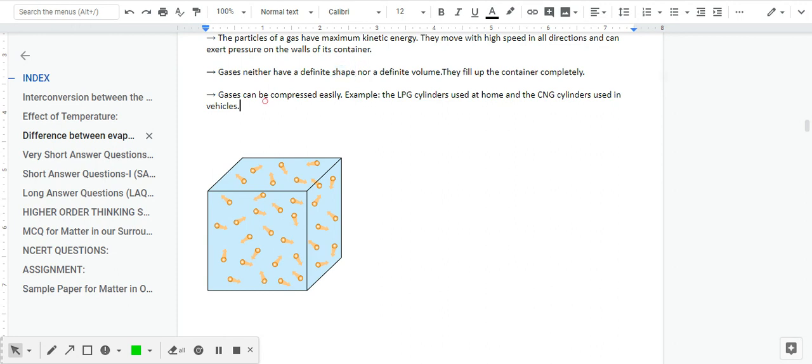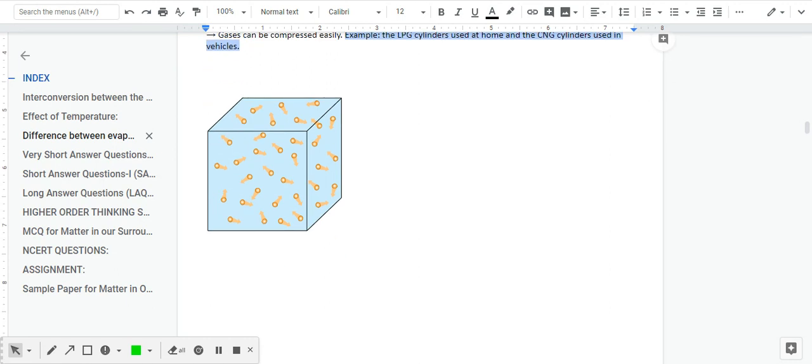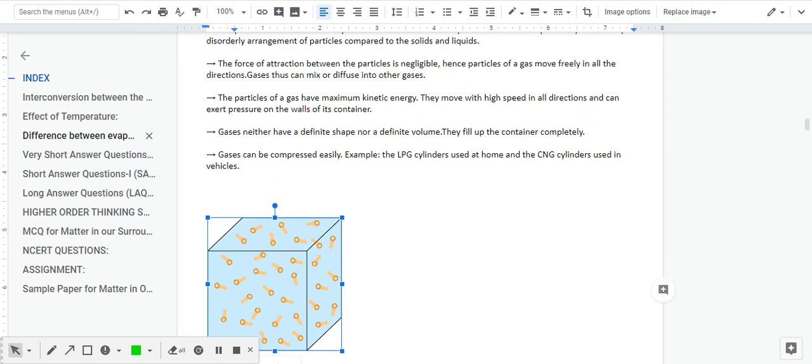So gases can be compressed easily. You can compress the gas easily. Like LPG cylinders used at your homes, you can see it contains a large amount of gas, and if a little amount of gas leaks from the LPG container, the gas spreads in the whole house, and you can feel from each and every corner of your house that your cylinder has leaked. This is all about the three states of matter.